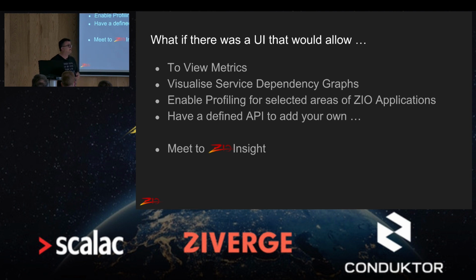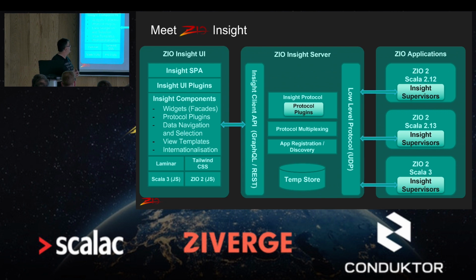This is what we call ZIO Insight. From an architecture level, on the right-hand side, we have ZIO applications. All of them are ZIO 2, in various Scala versions. The idea is that every Insight plugin I've just mentioned would add supervisors or runtime config aspects to the actual ZIO application to expose the data we are interested in: the metrics, the profiling information, the dependency graphs, and whatever you can think of.